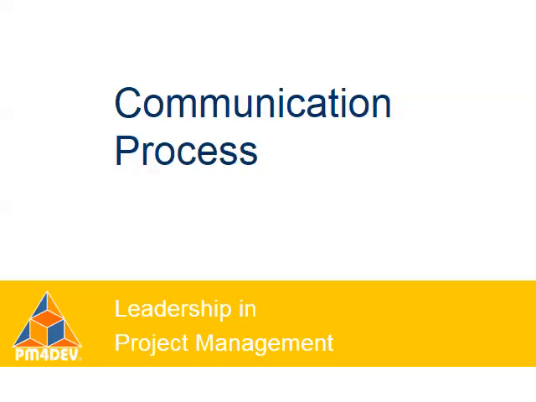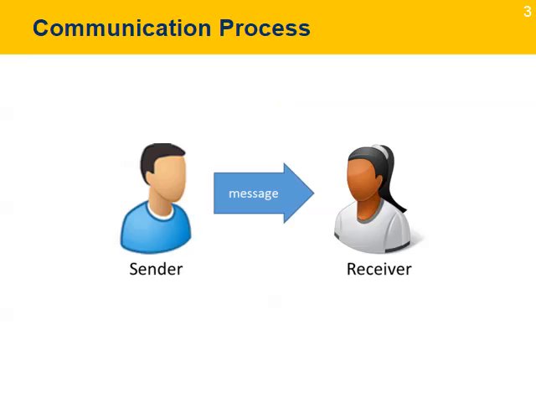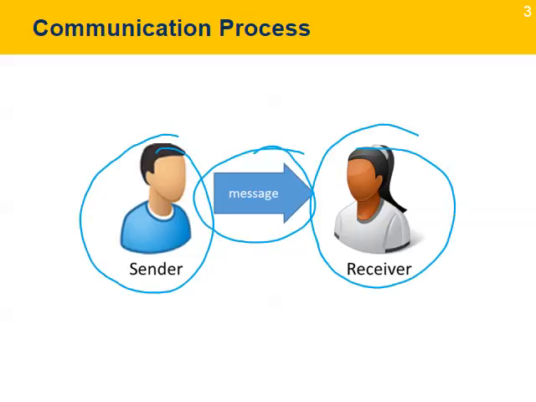Communication process. Communication is the process by which a person or group sends some type of information to another person or group. This definition highlights the three basic components of communication: the sender, the message, and the receiver.